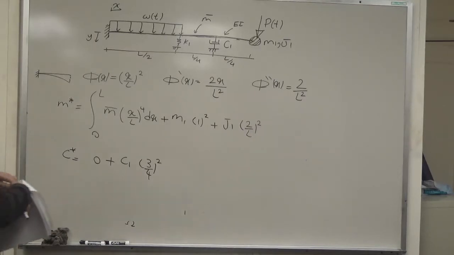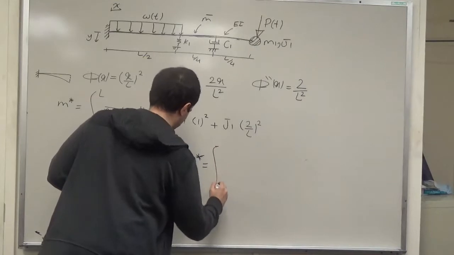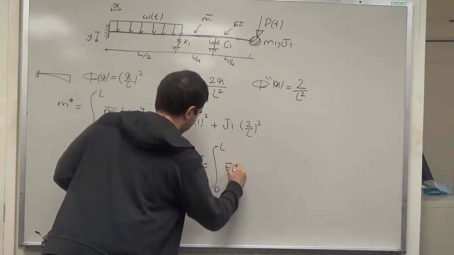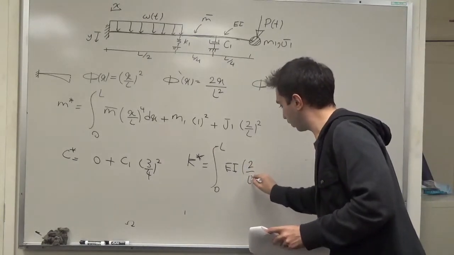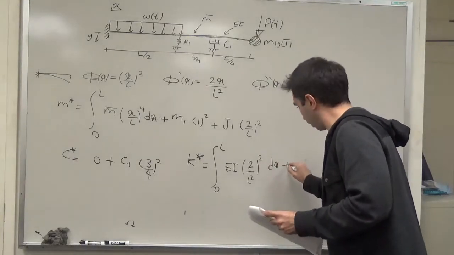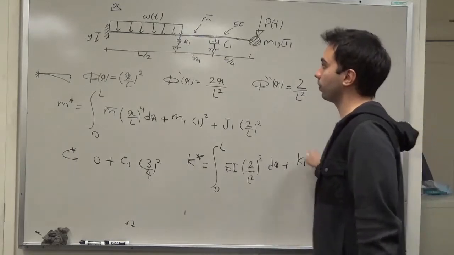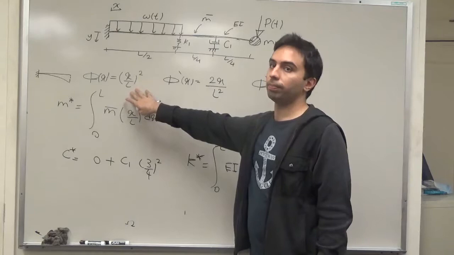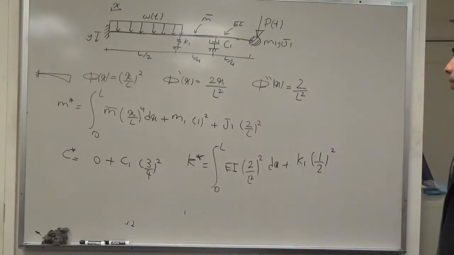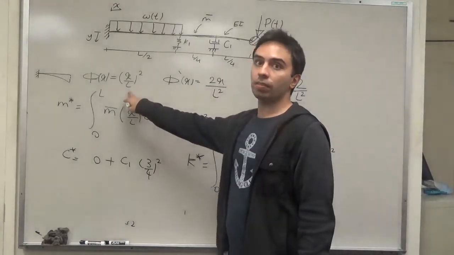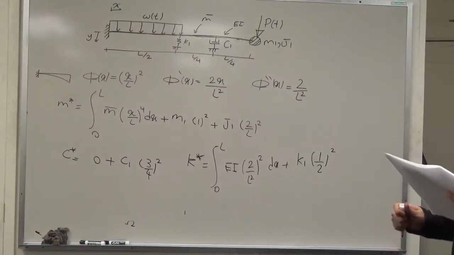The next constant is K asterisk. That's the integral of EI times the second derivative squared, which is 2 over L squared, times dx, plus the concentrated springs. In this case we have only one, which is K1 multiplied times the value of the phi at that point squared. In the middle, the phi is going to be... no, wait, x over L. The formula is K times phi squared.